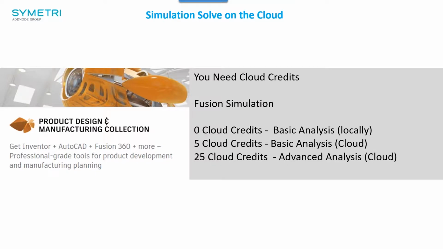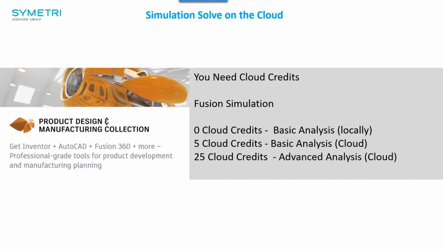The big difference with Fusion simulation is that if you want to run a linear analysis, which applies to static stress analysis and modal analysis, then you can run locally, which means that it doesn't cost you any credits. If you want to run it on the cloud, then it costs you 5 cloud credits, and I'll show you how it actually prompts you if you want to go ahead. So you have that choice.